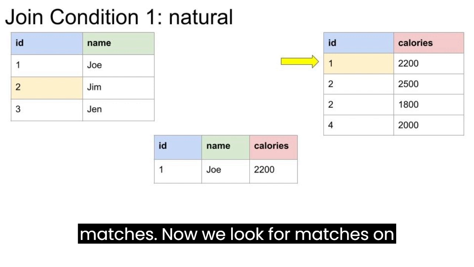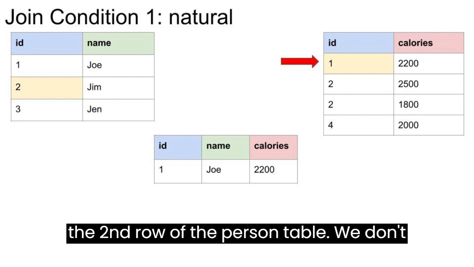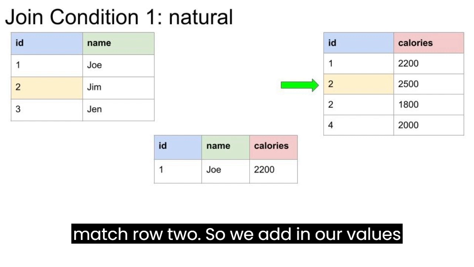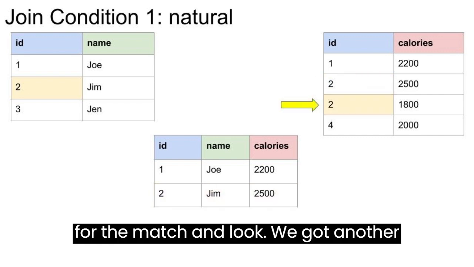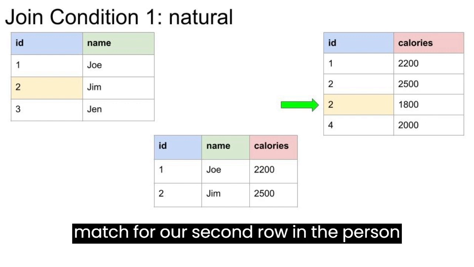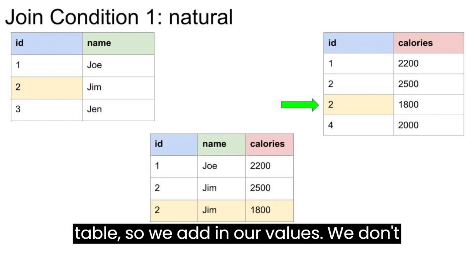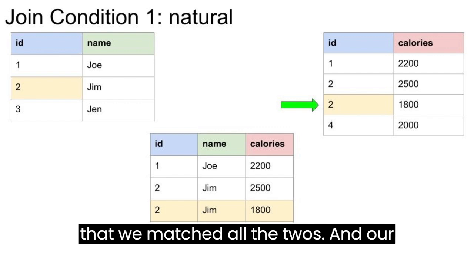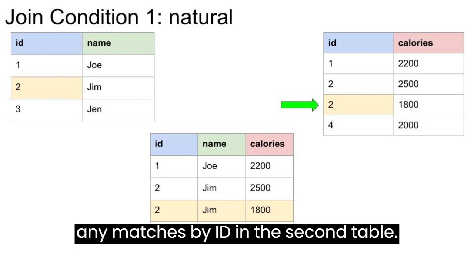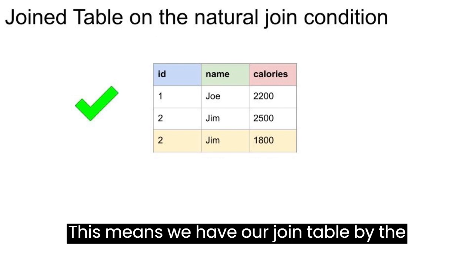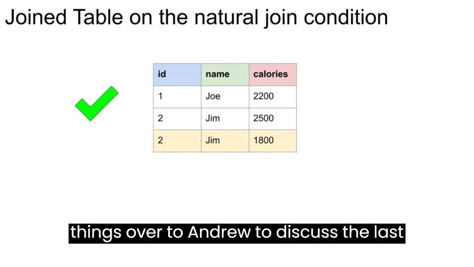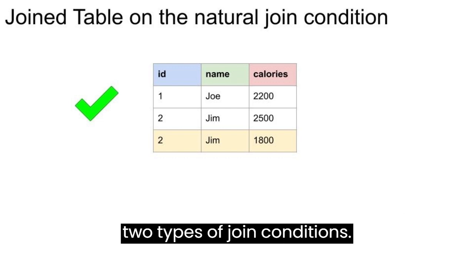Now, we look for matches on the second row of the person table. We don't match the first row of table 2, but we do match row 2, so we add in our values for the match. And look, we got another match for our second row in the person table, so we add in our values. We don't need to keep going because it is clear that we matched all the 2s. And our ID of 3 in table 1 does not have any matches by ID in the second table. This means we have our join table by the natural join condition. Now, I will pass things over to Andrew to discuss the last two types of join conditions.